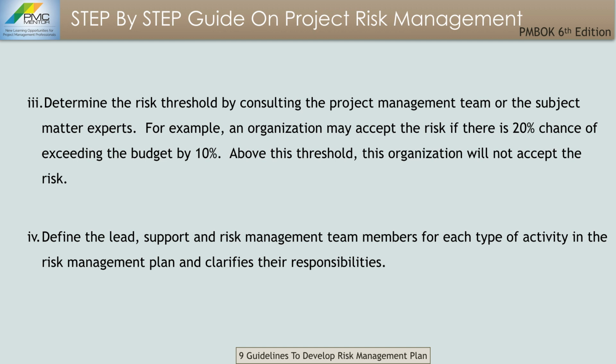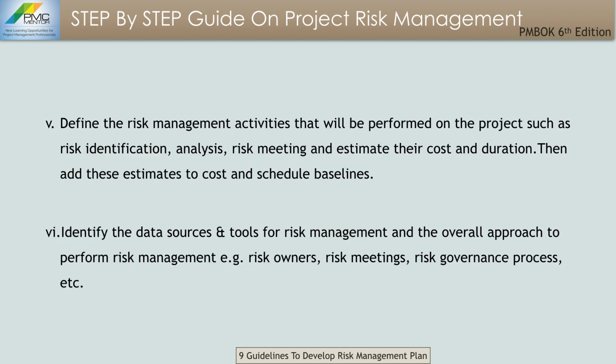You need to define lead, support, and risk management team members for each type of activity in the risk management plan and clarify their responsibility. So in short, you need to create a risk management team. You need to identify who's going to lead that team and who are going to be the support members and who are the other subject matter experts that you want on the team, and ensure that each one has a clear responsibility documented.